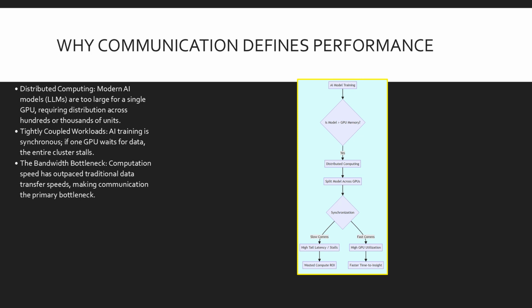This flowchart visualizes the dependency chain in AI training. When a model exceeds single GPU memory, we move to distributed computing. As we split the model, synchronization becomes the critical juncture. If communication is slow, we get high tail latency, leading to stalls and wasted investment. If communication is fast, we maintain high GPU utilization, which is our ultimate performance goal.